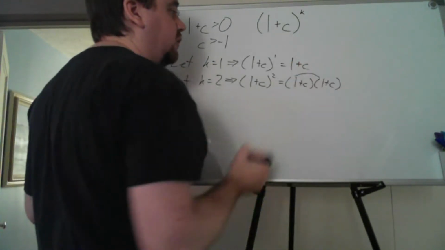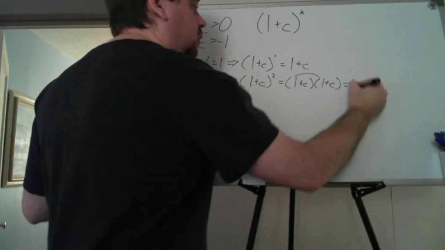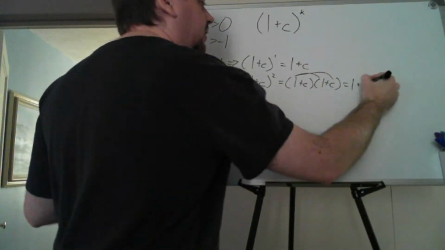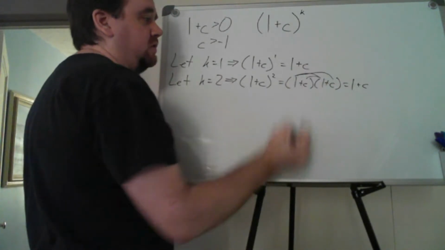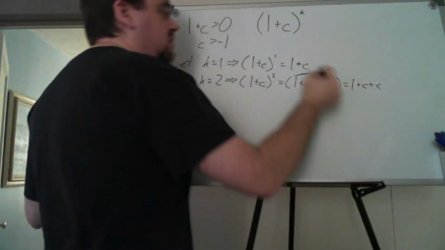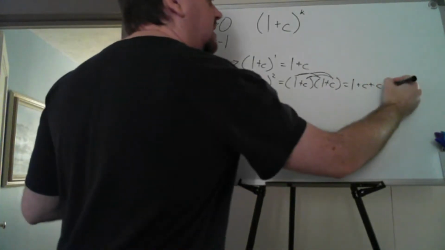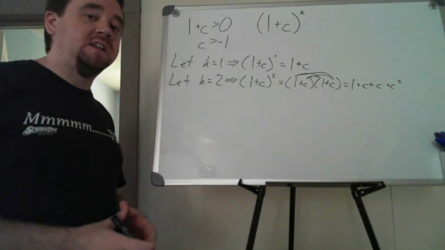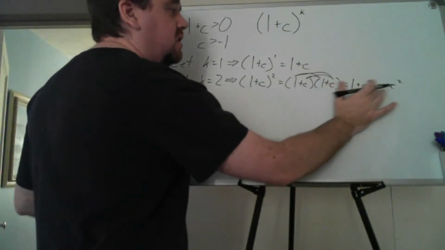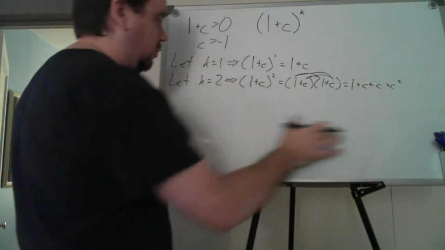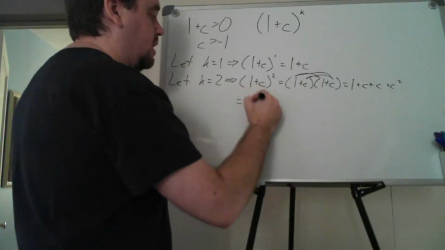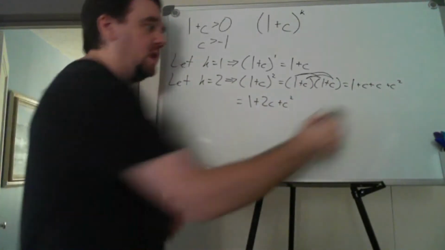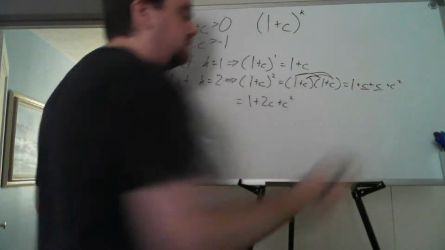So I can take the first and the first, 1 times 1, and that's 1, plus the first and the last, 1 times c, plus c, plus the second and the first, c times 1, that's c, plus the second and the last, c times c, that's c squared. And now we simplify by collecting like terms. I have 1c here and 1c here. I'm going to bring this over here. And so I have 1 plus 2c plus c squared. I combine these two things together.